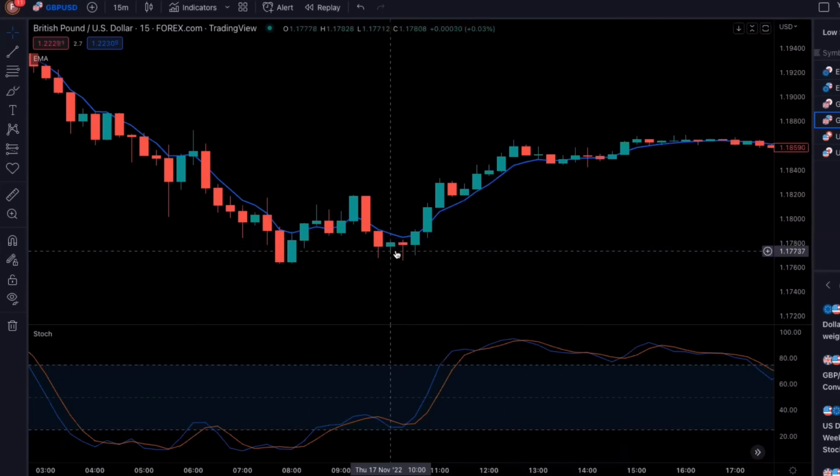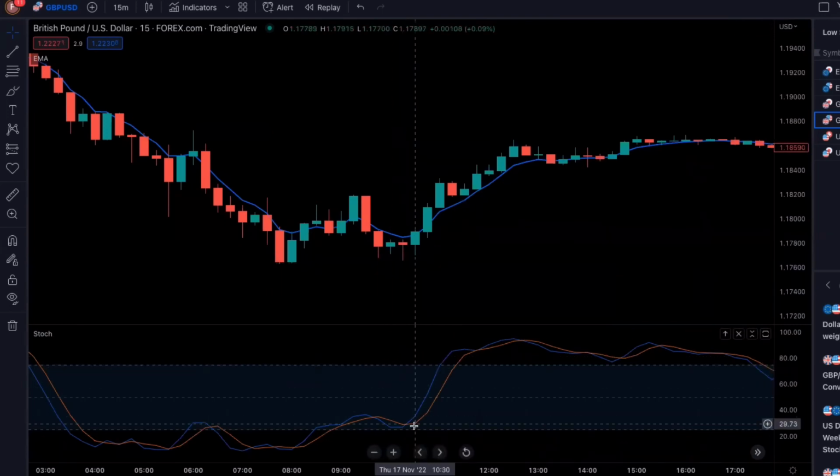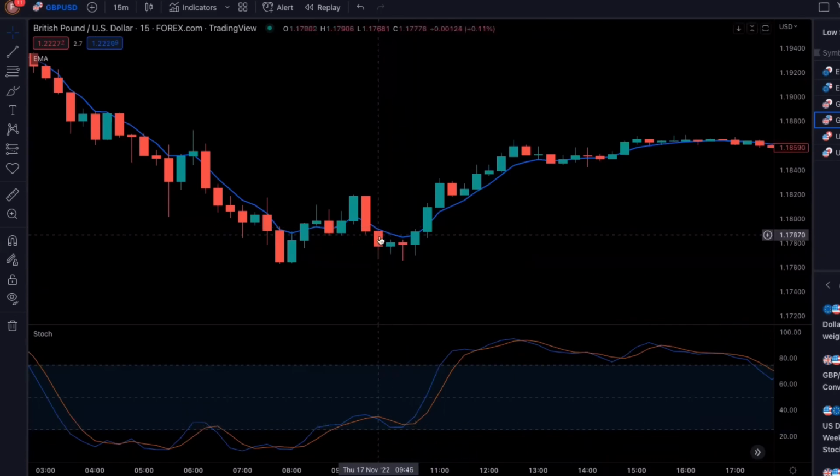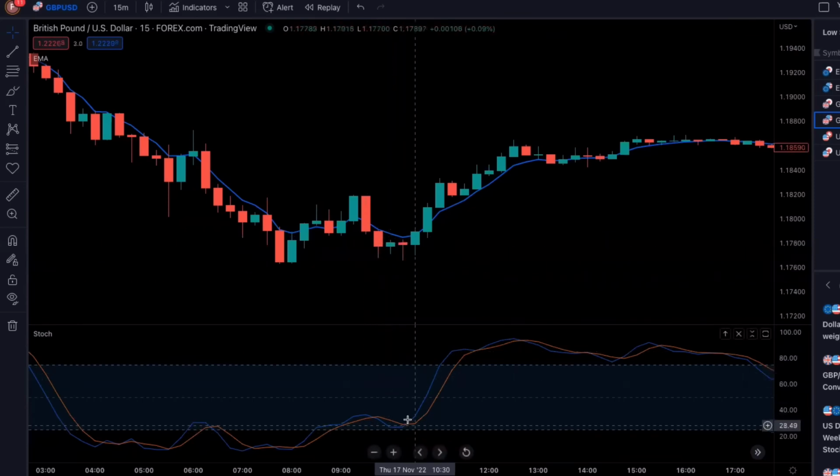So it's kind of away from it, right? And then what you're looking for is a positive crossover in the stochastic. Okay. So away, away, away, right? Over here, away, away, right here. And then you see a positive crossover when the blue crosses above the orange. That's a positive crossover for a long position.